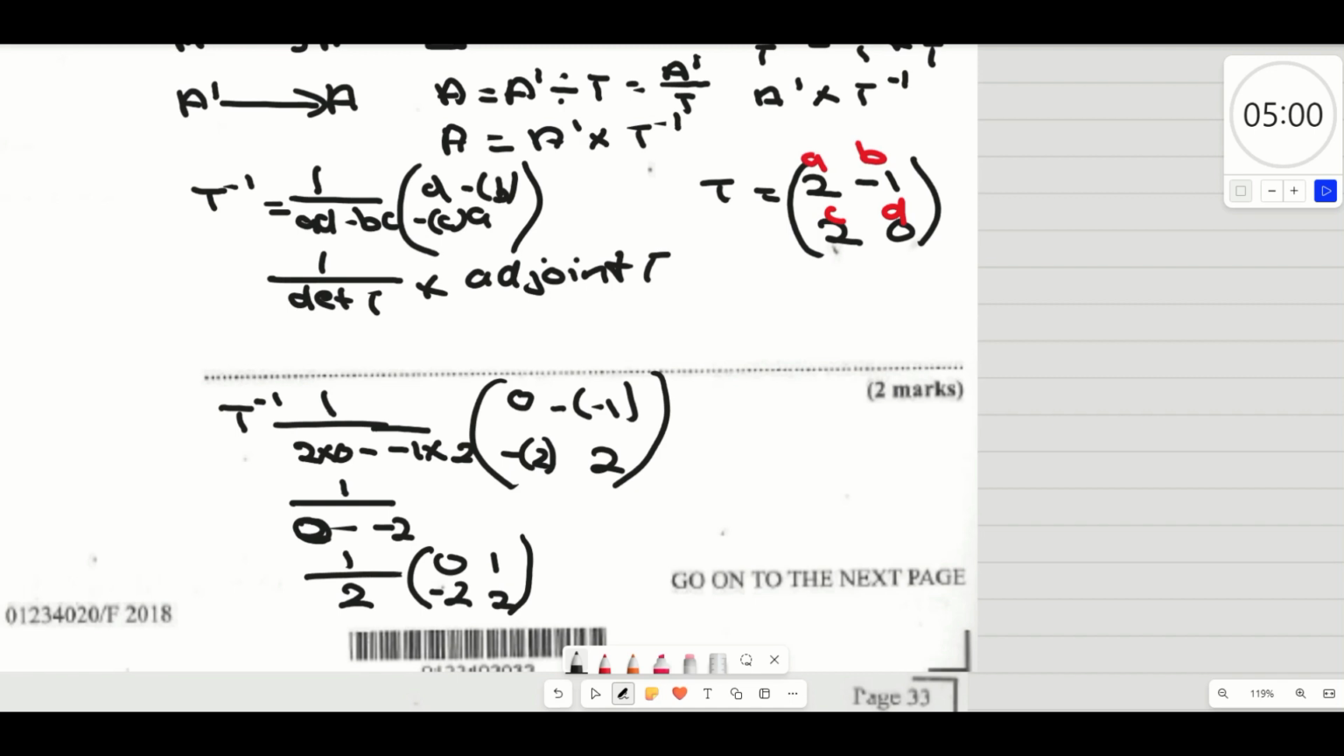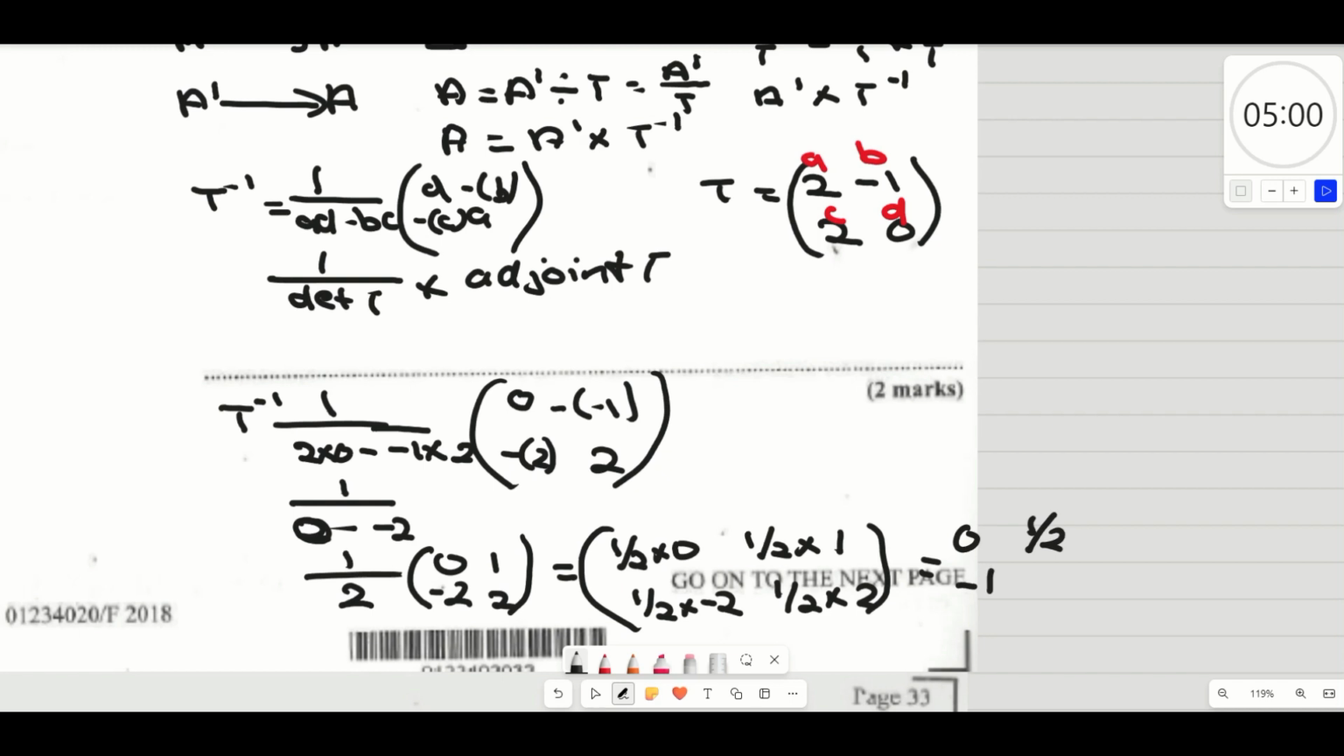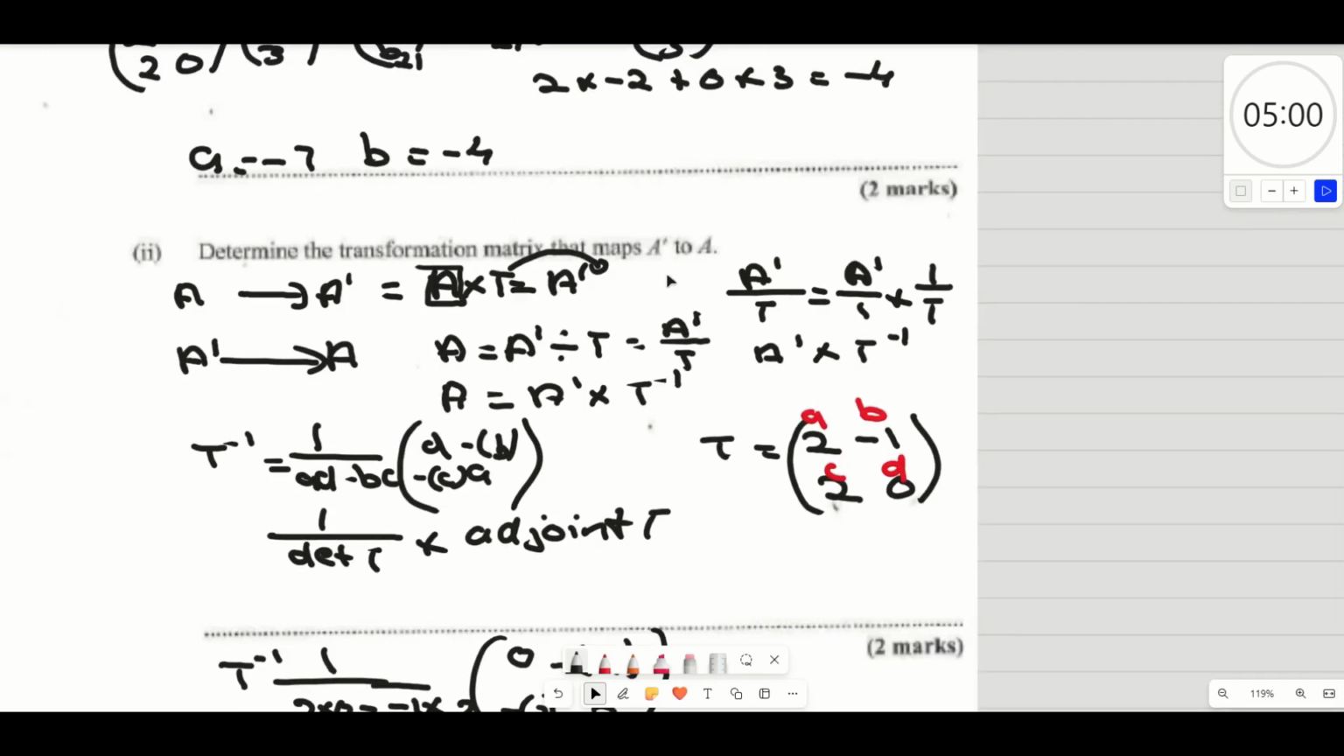And then this is known as our scalar matrices. You multiply a half by each term. So it's going to be equal to a half multiplied by 0, a half multiplied by 1, a half multiplied by minus 2, a half multiplied by 2. Right, which is 0, a half, minus 1, 1. And that would be the transformation it undergoes to go from image A to object A.